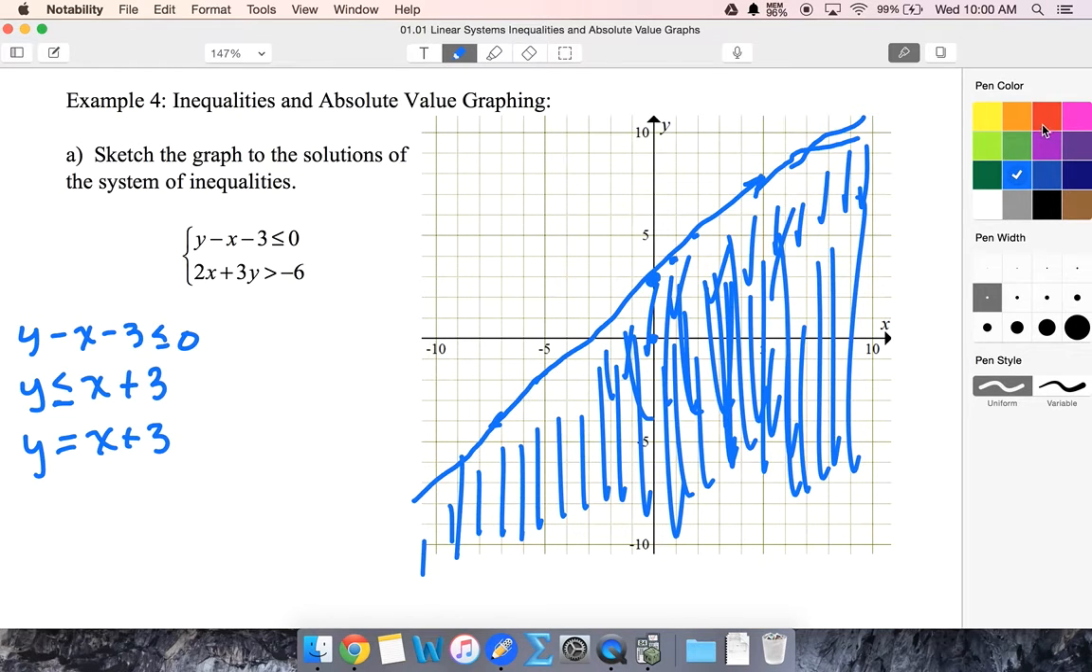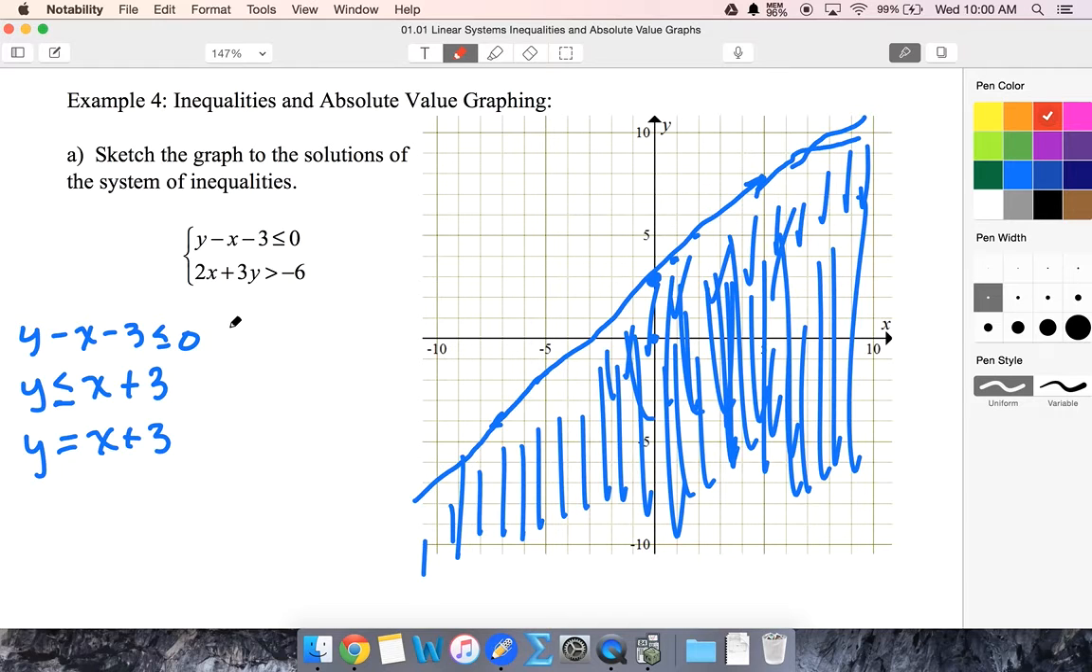So I'm going to switch to another color. Let's go with red. So I'm going to start again by isolating. So 3y greater than negative 2x minus 6. So I pulled my 2x to the other side. Divide by 3. Y is greater than negative 2/3 x minus 2. Notice this sign didn't have to switch because I divided by a positive. It doesn't matter that these two numbers are negative. So I've got a y-intercept of negative 2 and a slope of negative 2/3.